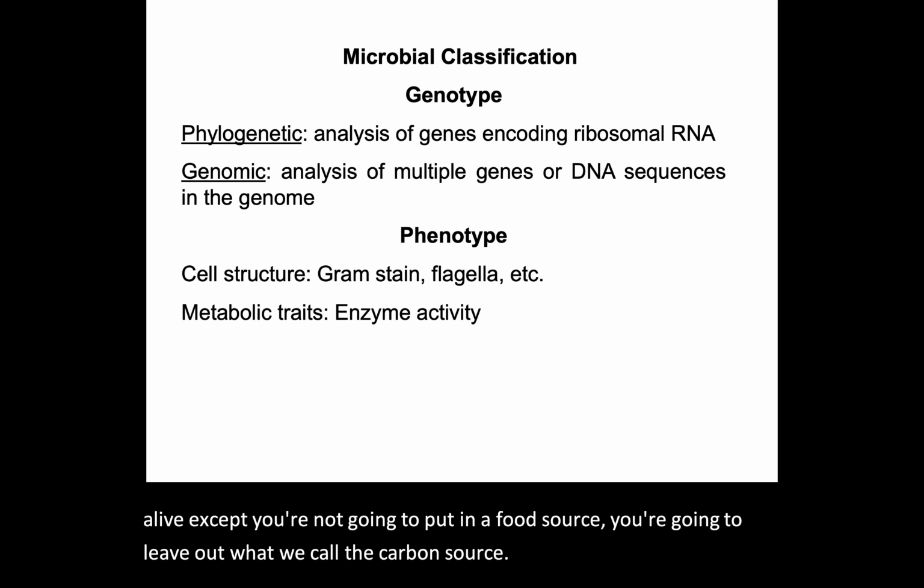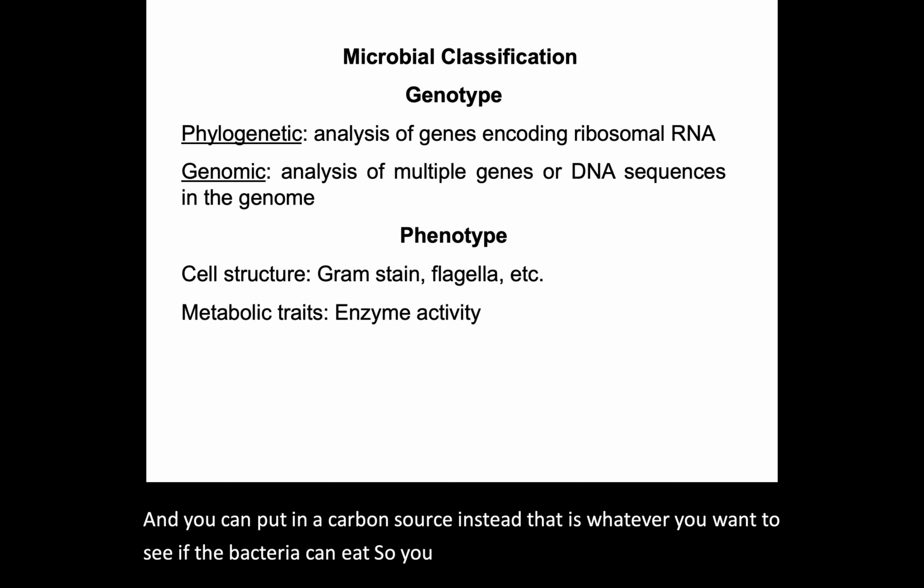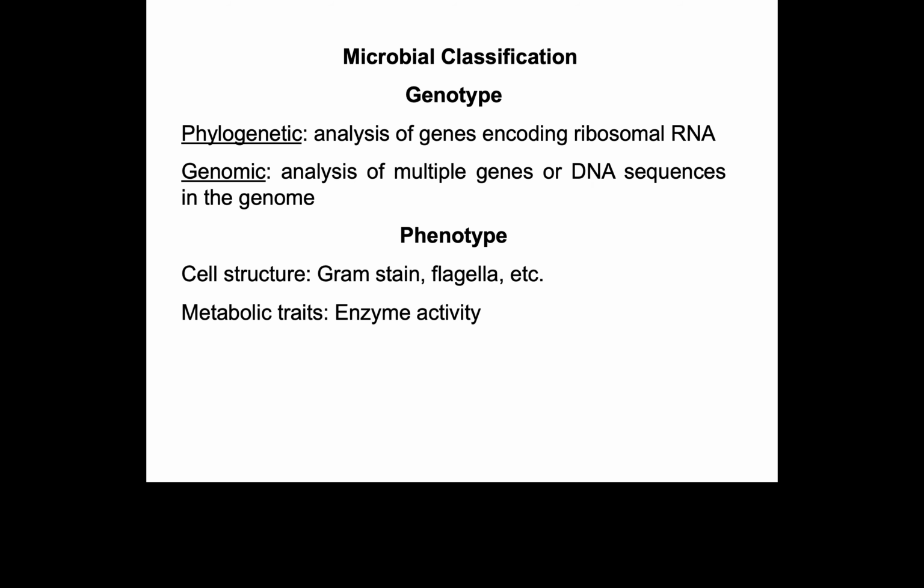And you can put in a carbon source instead that is whatever you want to see if the bacteria can eat. So you could put in milk protein. That's a really fun one. And if you put the bacteria on top of that, they will actually dissolve the milk protein. And so it'll go from this cloudy, milky plate, and they'll just eat little clear patches in the plate as they destroy the milk protein. It's really cool to see. And if you see something like that, that tells you that they have enzymes capable of dissolving that particular milk protein, some kind of protease probably.